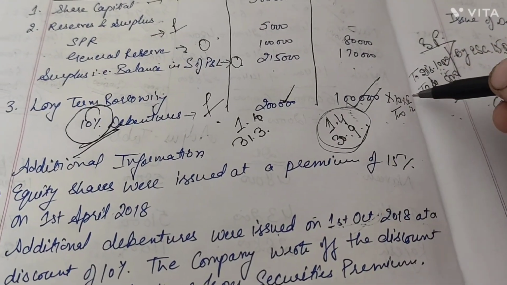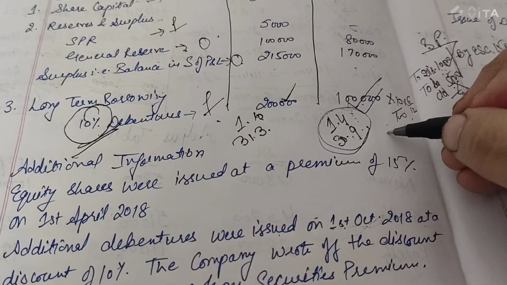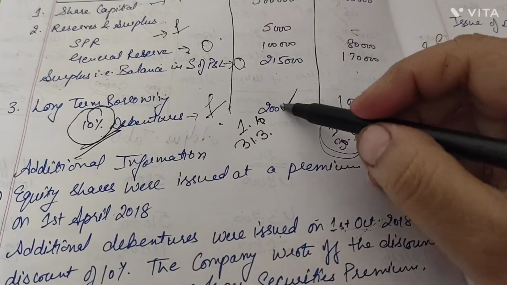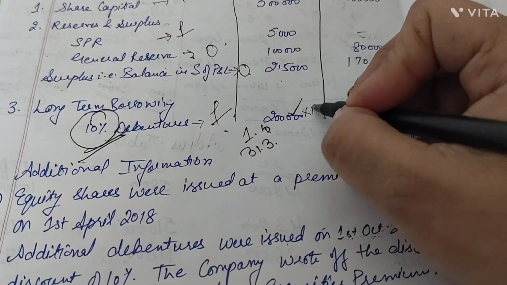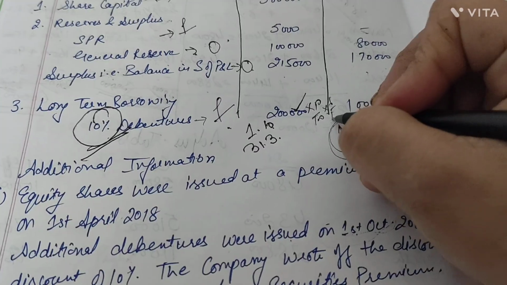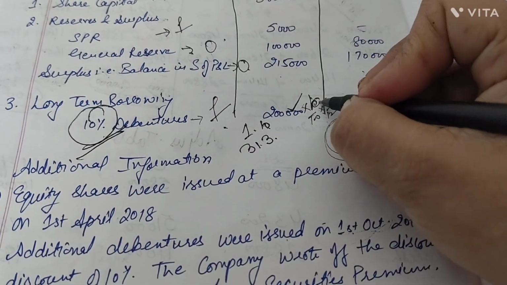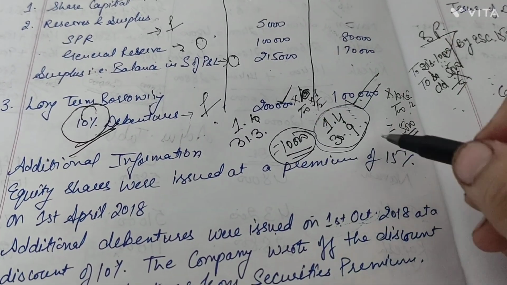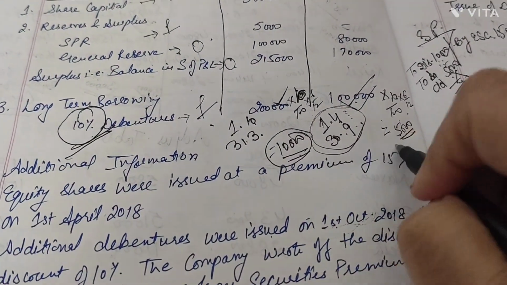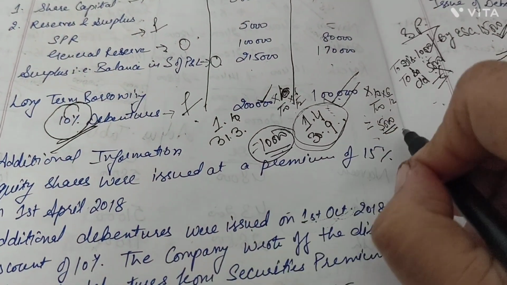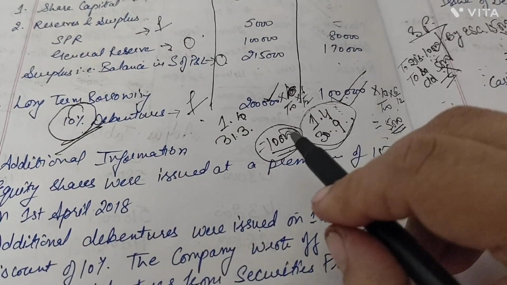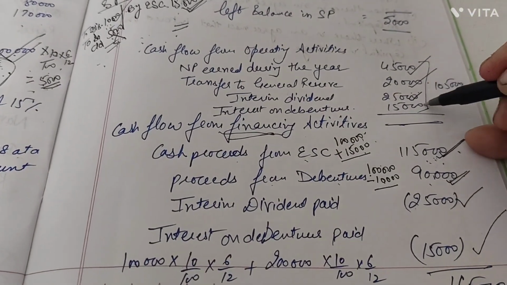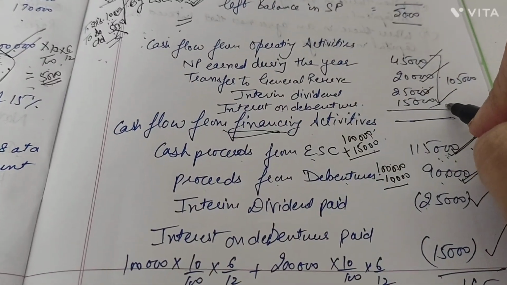So 1 lakh at 10% for 6 divided by 12 gives you a value of rupees 5,000 here. Then 2 lakh at 10%, again for 6 divided by 12, gives a value of rupees 10,000. So how much is the total interest payable? That is 5,000 plus 10,000, 15,000. Now again, interest on debentures is a financing activity. It will be deducted in your financing activity and added in your operating activity. So interest on debentures is added in your operating activity.